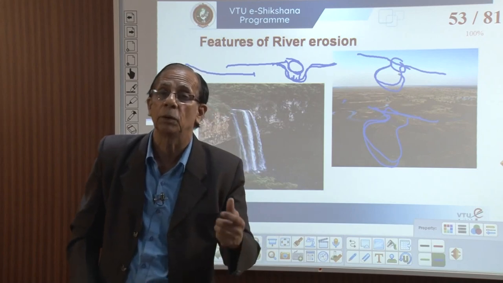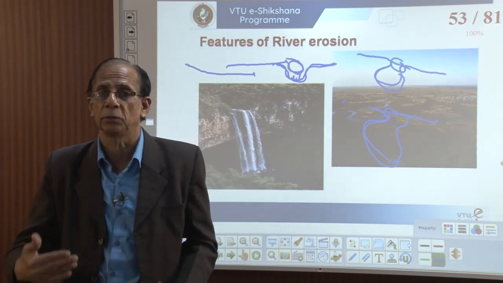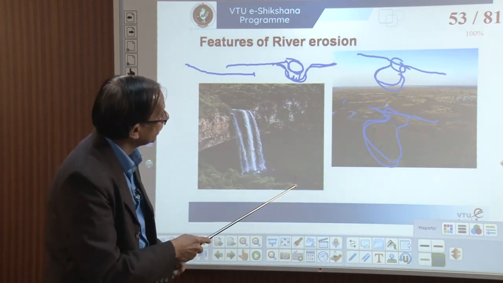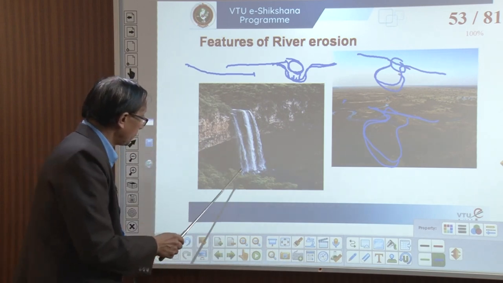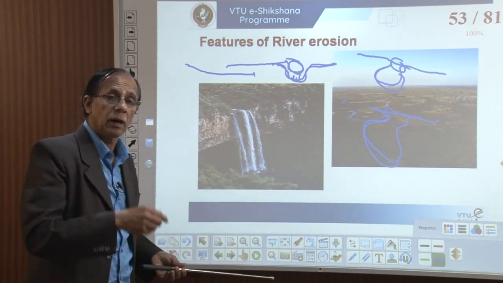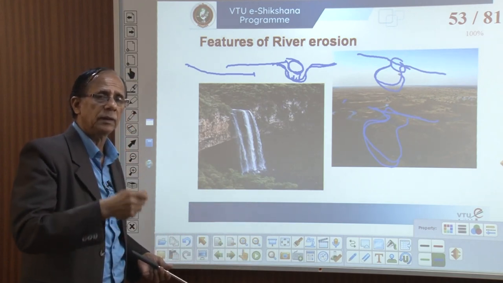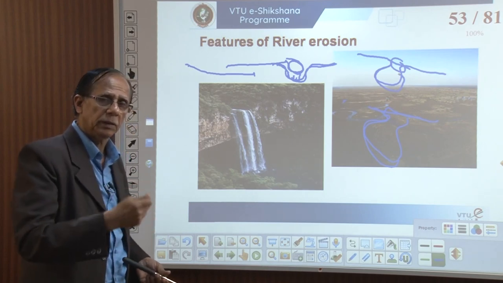We must be able to understand the process if I have to do engineering with it. Thus, if this is the case, how do I have to deal with it? So, waterfalls or meanders are the signboards of river process and river action, and accordingly I have to deal with them for an engineering project.